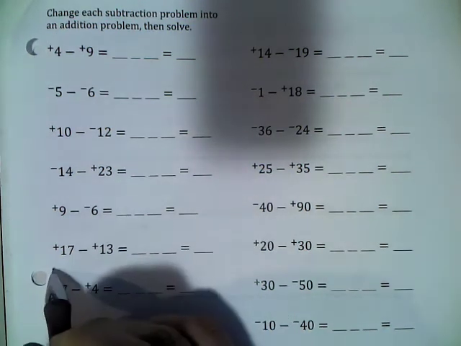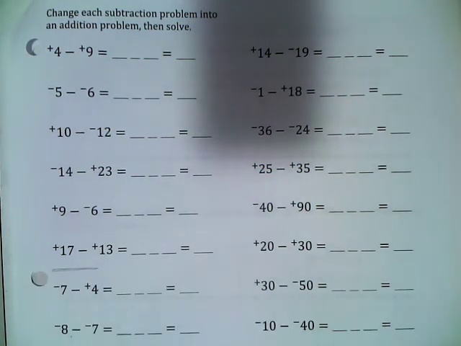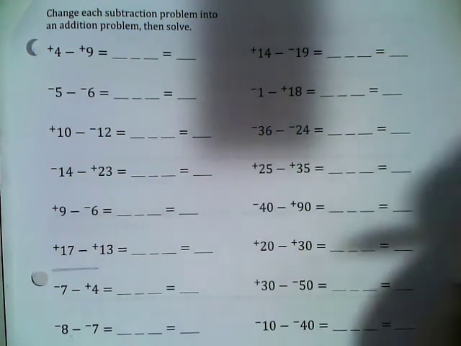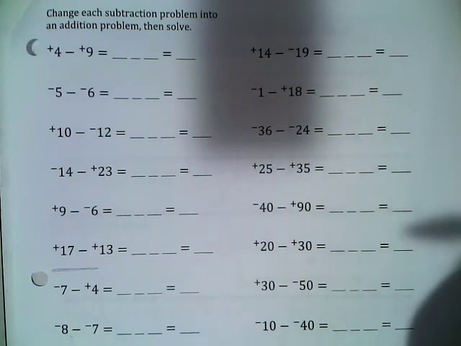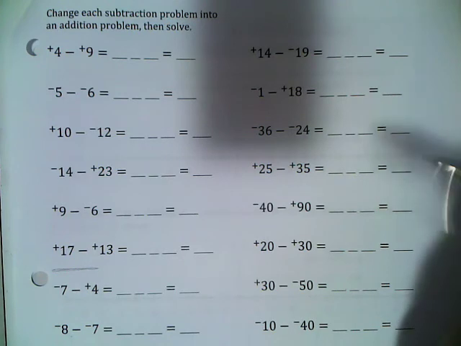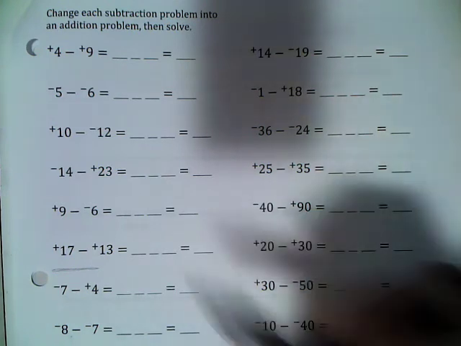I'd like you to just go down to here, down to positive 17 minus positive 13. That's as far as I'd like you to go. Just change the subtraction to addition for now, and then we'll go back in and fill in the answers afterwards. So pause the video and do those. All right, let's see how you did.